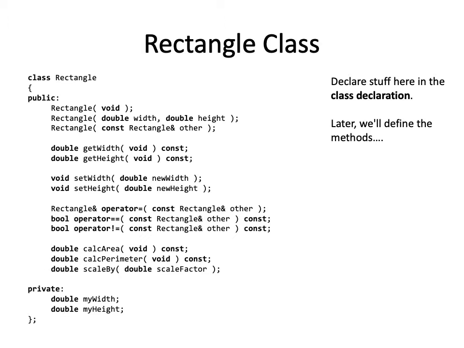So here is what a class declaration would look like. When we say class declaration, that means we're declaring a class called rectangle exists. And here is what it looks like. Here's the interface. So you notice that there's a public section and a private section. The public section, as you recall, are all of the different things that everybody will have access to.